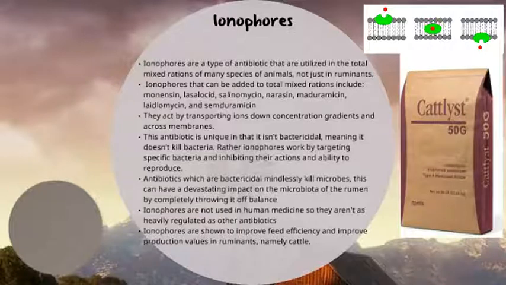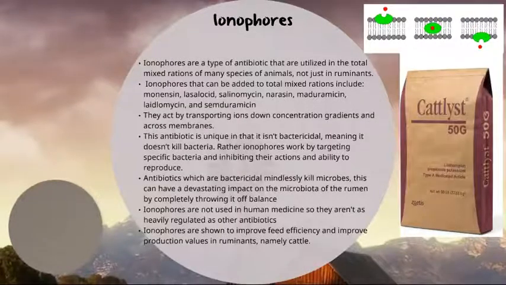Antibiotics, which are bactericidal, however, mindlessly kill microbes. This can have a devastating impact on the microbiota of the rumen by completely throwing it off balance. Ionophores are not used in human medication, so they aren't as heavily regulated as other antibiotics, which is done to prevent antibiotic resistance.